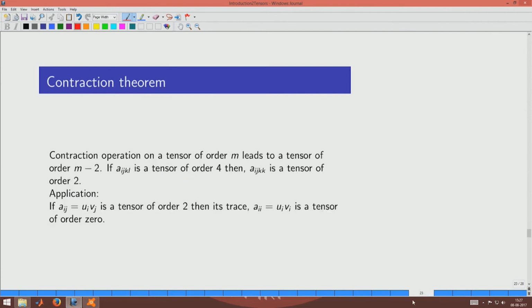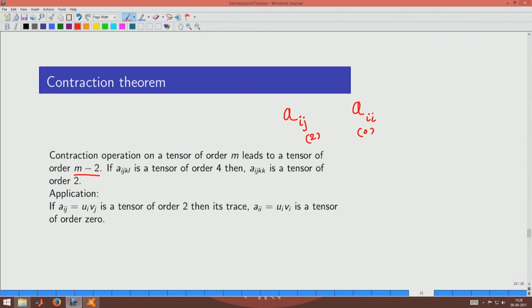Now, the contraction theorem is one theorem that is also useful to assume some of the proofs are not required. What the contraction theorem says is as follows: whenever there are a certain number of indices for a tensor, if you repeat any of the indices, then you are doing a contraction operation. Let us say you have taken a tensor of order 2, a_ij. If I repeat the index, that means if I say a_ii, what I have done is a contraction operation over the indices i and j, and the number of free indices here is 2 and this is 0. Whenever we do a contraction operation, we reduce the order of the tensor from m to m minus 2.